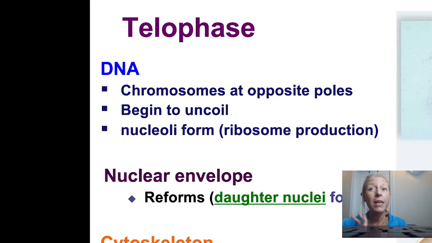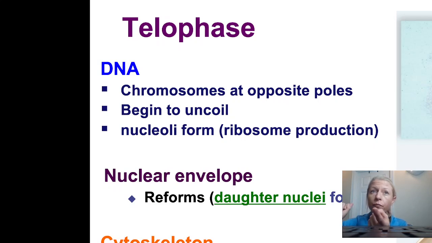Telophase. Telo means last, so this is our last phase of mitosis. This is where basically most of the events of prophase are reversed. So the chromosomes are now at the opposite poles, and they start to unwind, because remember they condensed before. Our nucleolus is going to come back. Our nuclear envelope is going to reform, and our spindle fibers are going to go away.